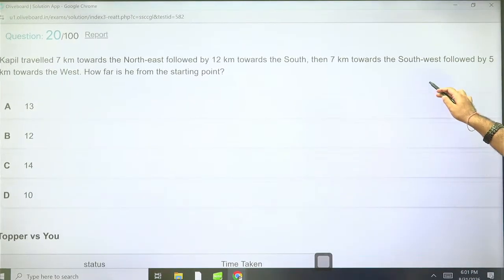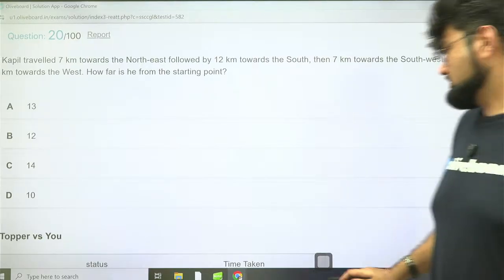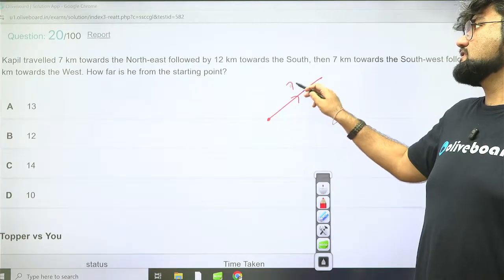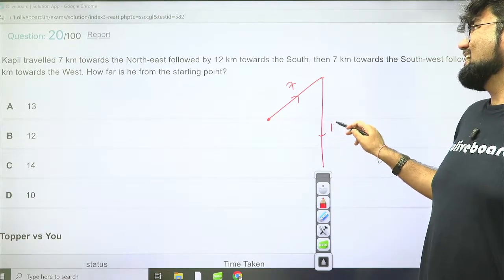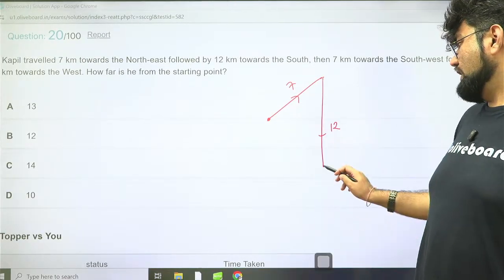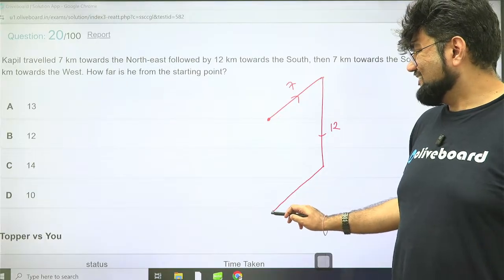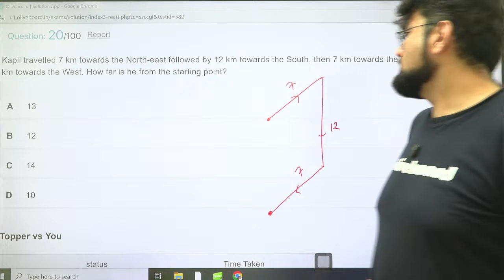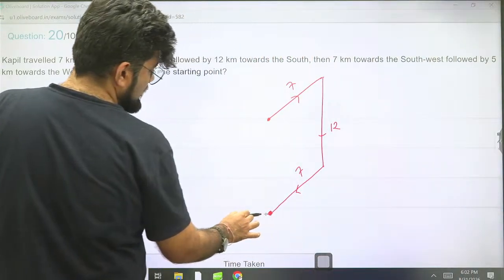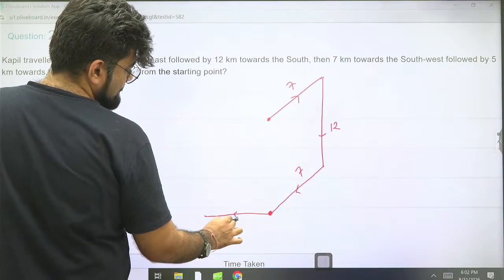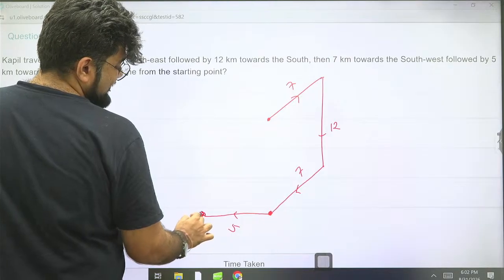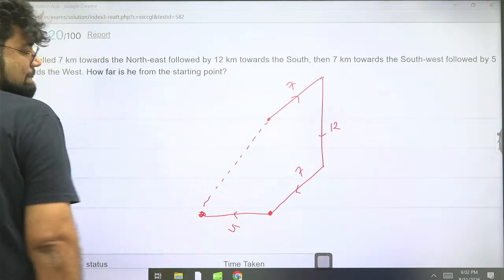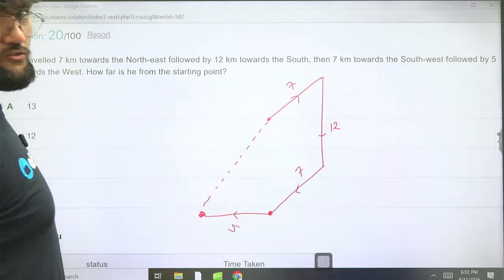Okay. A couple traveled 7 kilometers towards northeast. So from the starting point, they travel 7 kilometers northeast, followed by 12 kilometers southwards, followed by 7 kilometers southwest. Now followed by 5 kilometers towards the west, and he stops here. The question is asking you, what is the distance between this point and this point? How do we find it? So we'll join this portion.